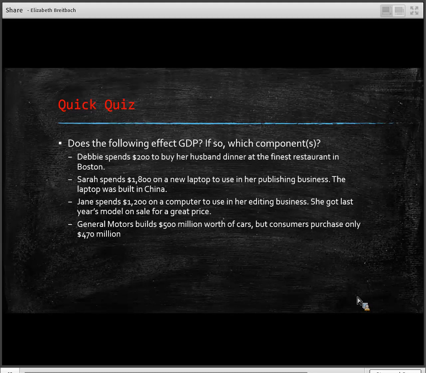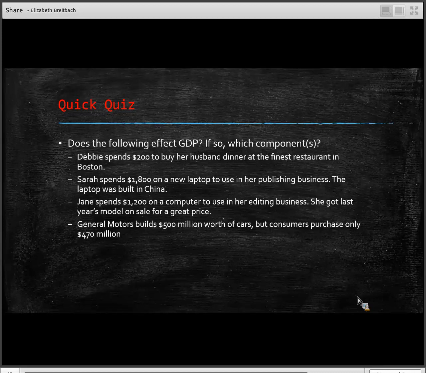First, Debbie spends $200 to buy her husband dinner at the finest restaurant in Boston. This is included in GDP and it's included under consumption, those personal consumer expenditures. Debbie is a household and she's using that $200 to buy goods and services that were produced within the borders of the United States.